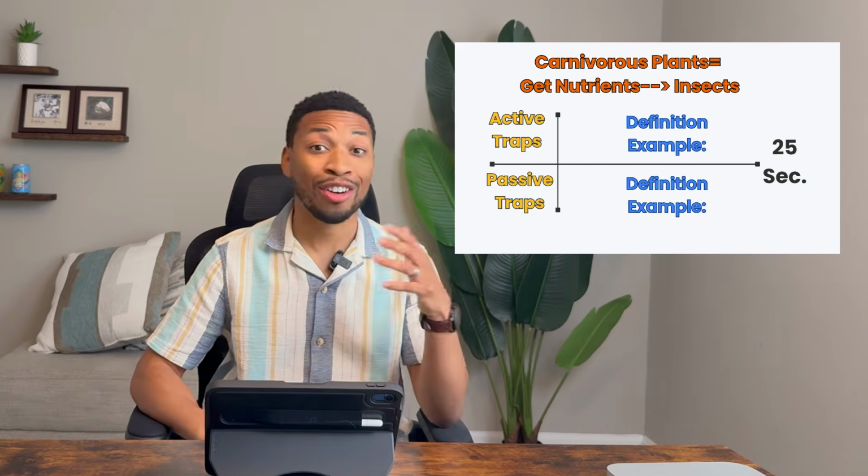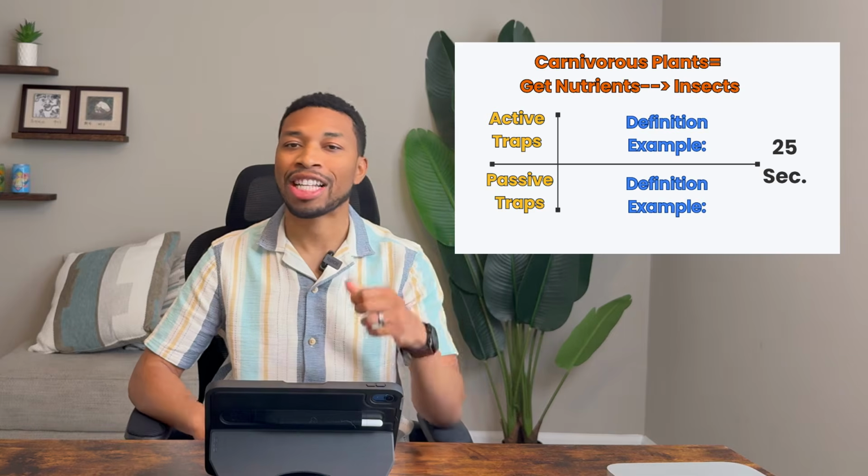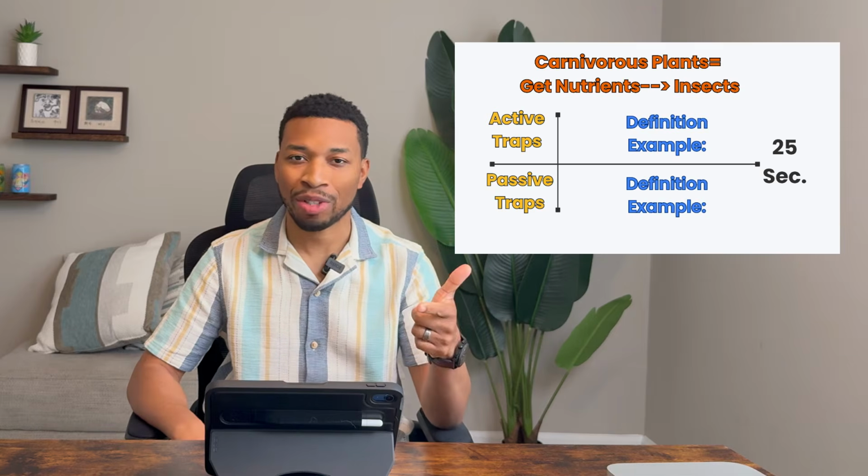All right, let's pause there. Did you find out the 2 ways that carnivorous plants get their nutrients? That's from active traps and passive traps.